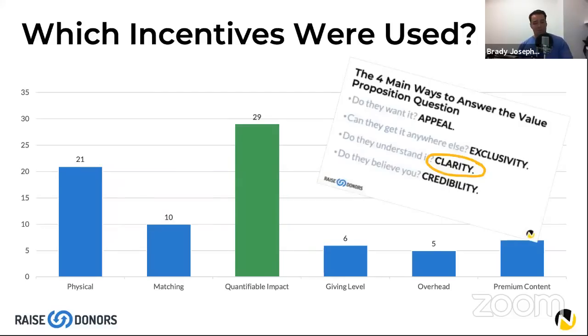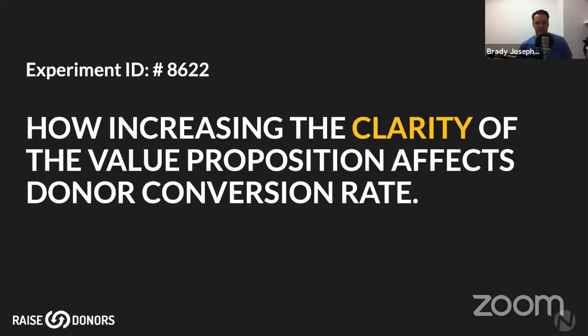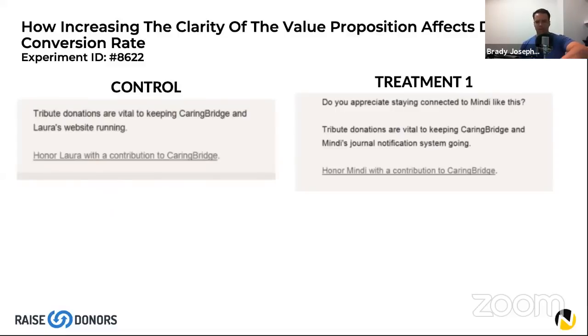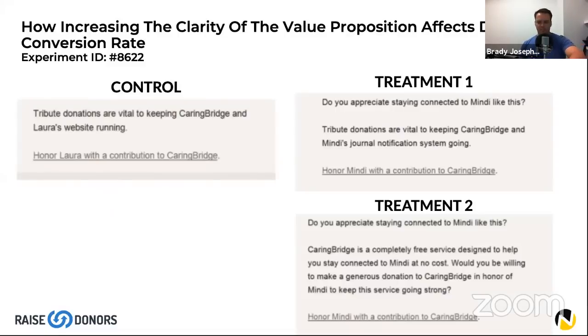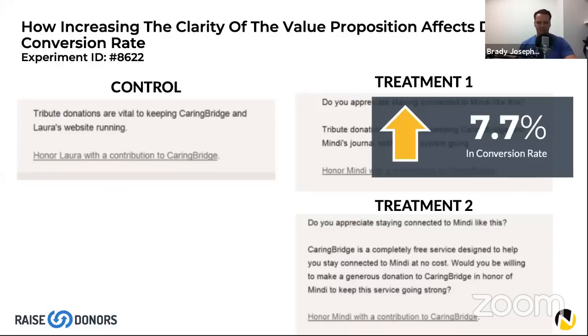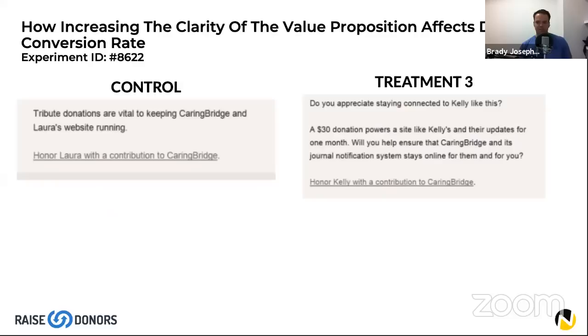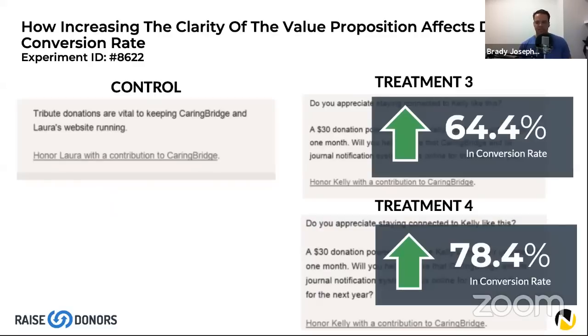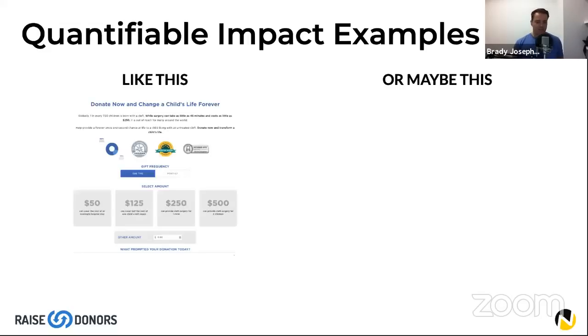We talked about how important clarity is. One way you can do that is using a quantifiable impact anchor. So something like this, where in this experiment, tribute, do you appreciate staying connected? Small increase versus these options where they did a $30 donation does, a $30 donation does, and saw pretty large increases in conversion rate. It's quantifying the impact that my little $30 donation can make. And it means a lot to $30 smaller level donors. So we saw a few examples like this.